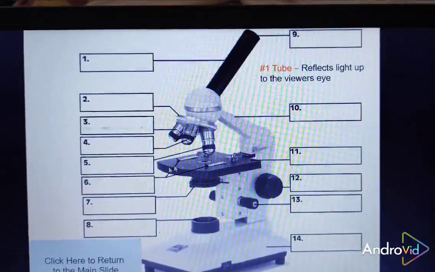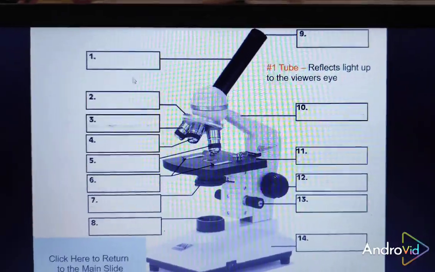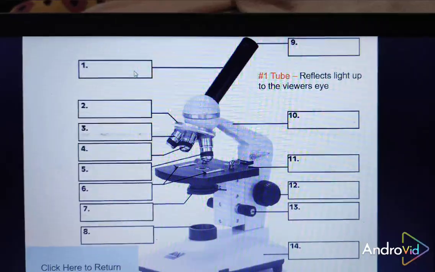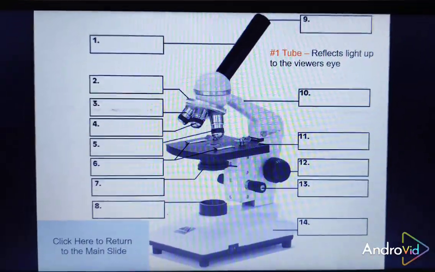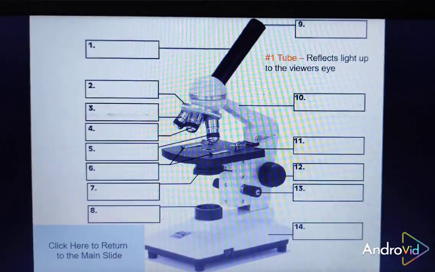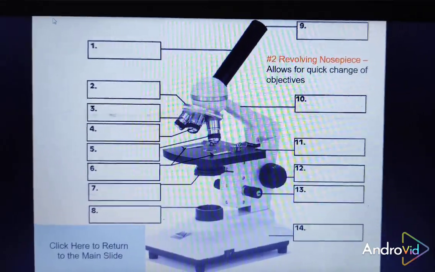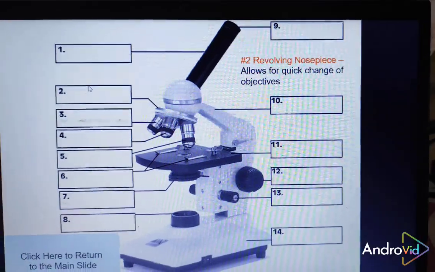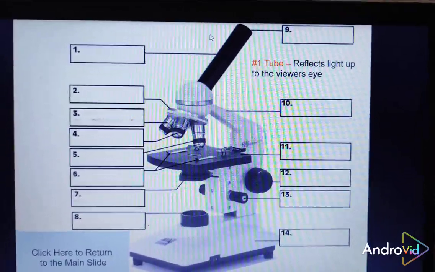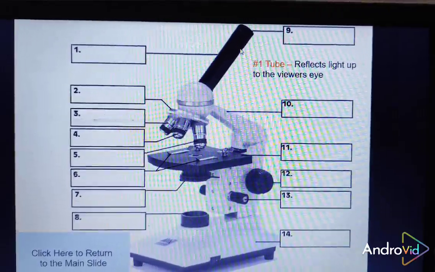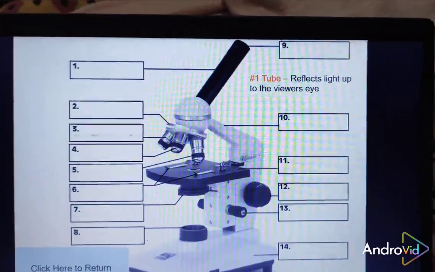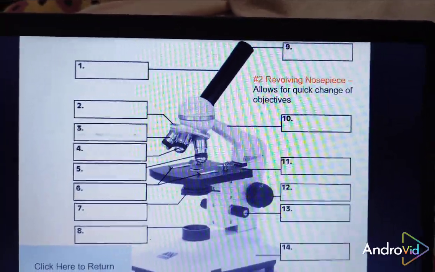Now if you see over here, the first part is the tube. This tube reflects the light up to the viewer's eyes. It gets the light from the objective lens, and then we can visualize the light through this particular draw tube. It reflects the light up to the viewer's eyes, that is the eyepiece.